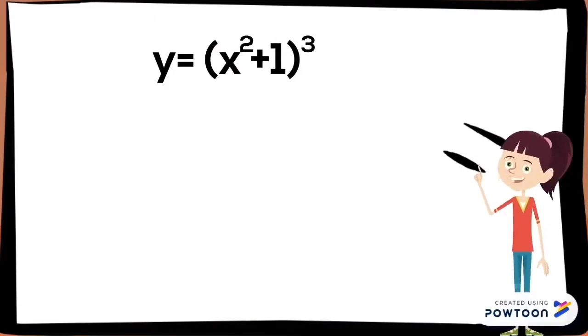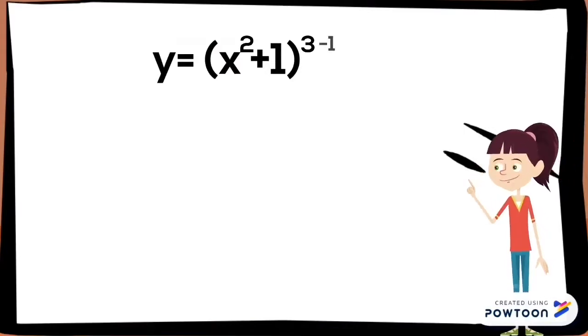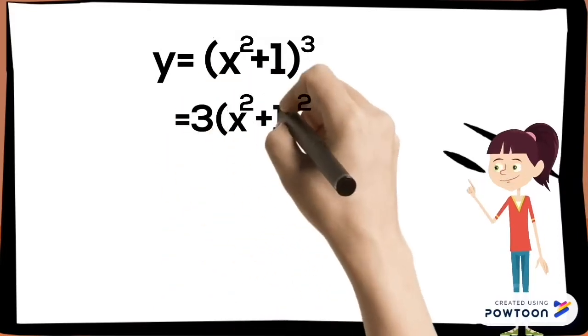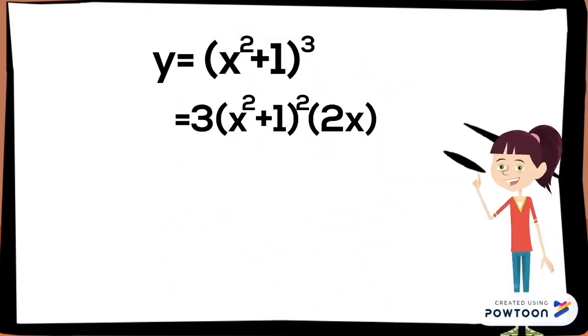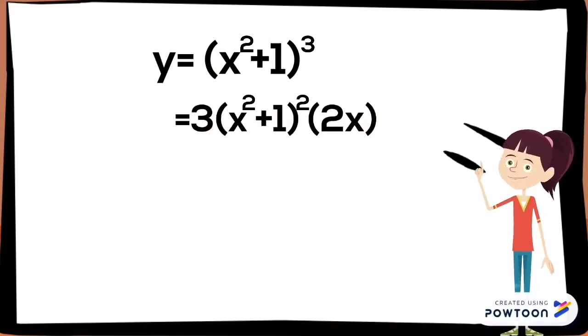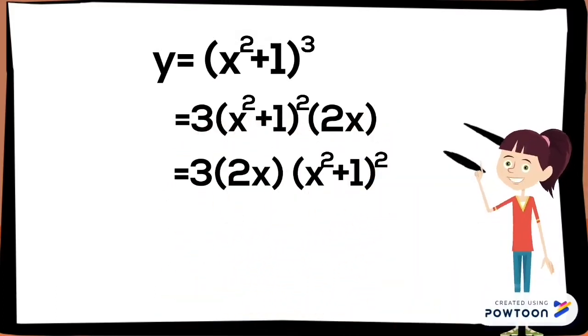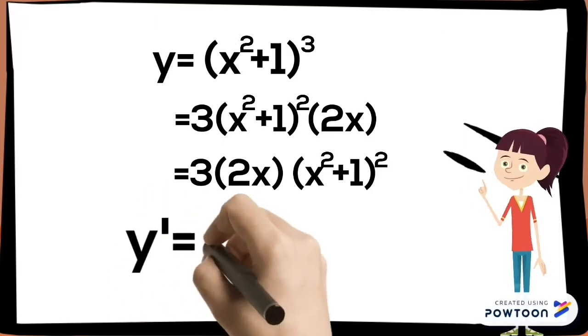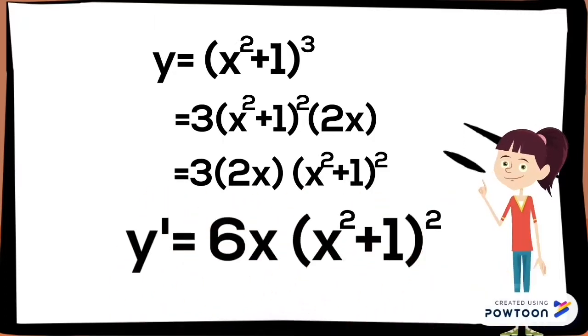In chain rule, the first step is to bring down the exponent, which in this function is 3. Then copy the quantity of x squared plus 1, but now subtract 1 to its exponent. 3 minus 1 is 2. Multiply it to the derivative of the inside. The derivative of x squared plus 1 is 2x. You can now multiply 3 and 2x. That will give us 6x. 6x times the quantity of x squared plus 1 raised to the power of 2 is the answer.